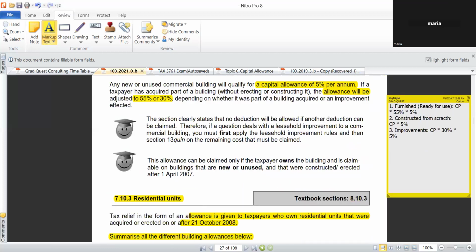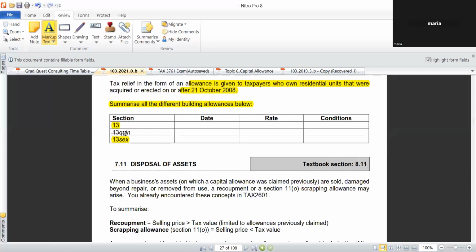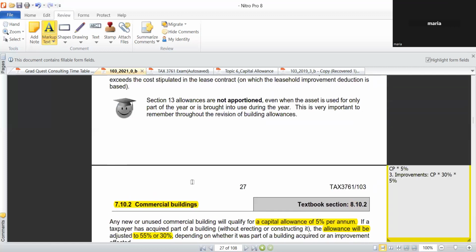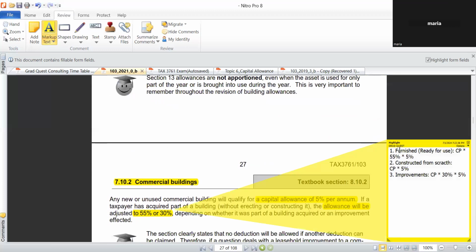And then, of course, the second one they're talking about is section 13 quin, which is exactly what I was explaining to you here, which is on commercial buildings. So you need to check very carefully in the context of the question to say, is the commercial building ready for use when it was bought by the taxpayer? If it was ready for use, then here's how you calculate the commercial building allowance. You need the purchase price or cost price times 55% times 5%.